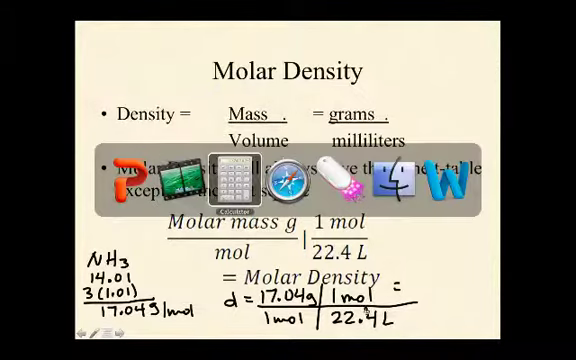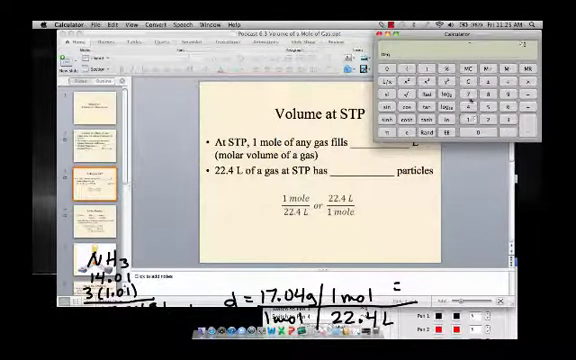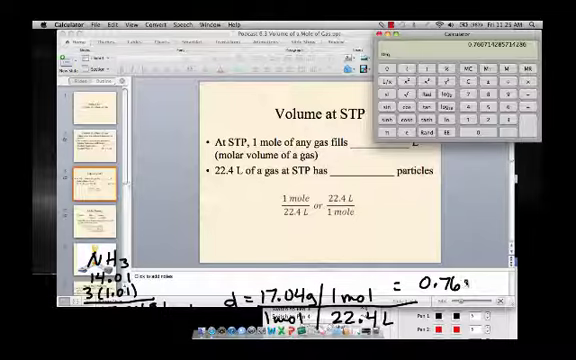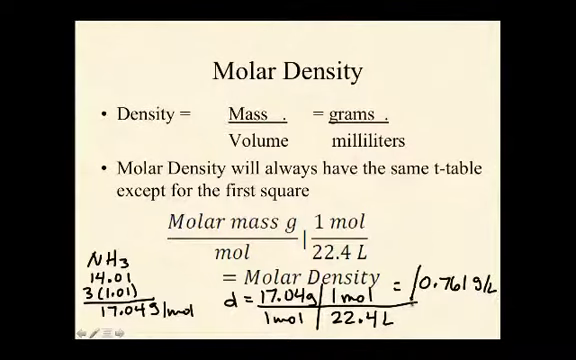So let's get the calculator up. 17.04 divided by 22.4. And I get a molar density of 0.76, let's keep one more sig fig, 0.761 grams per liter. That's the density. There's the density of ammonia based on the molar mass at STP. So that's all there is to it, really. Find the molar mass and then divide by 22.4, and that's the molar density. Piece of cake.